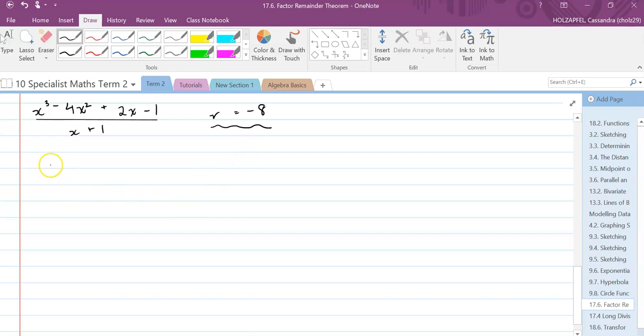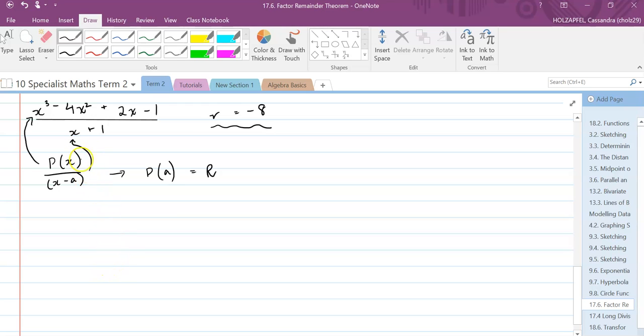Okay, so going back, remembering our factor remainder theorem, if I have some polynomial divided by a linear factor x take away a, then when I substitute in the positive value of a, I will get the remainder of that function. So we've got our polynomial up the top here, x cubed take 4x squared plus 2x take 1, and we're dividing this by x minus a.